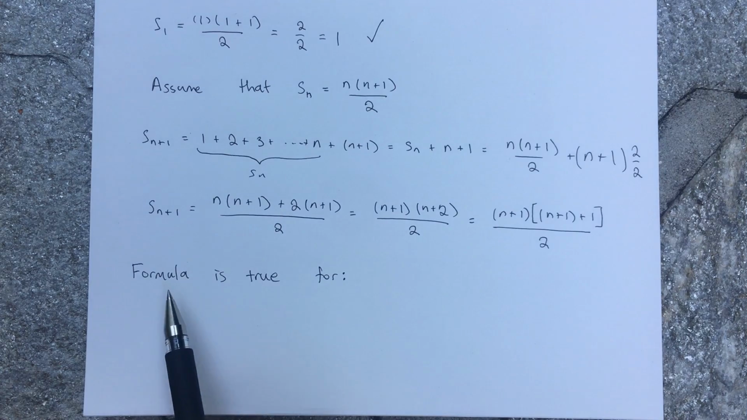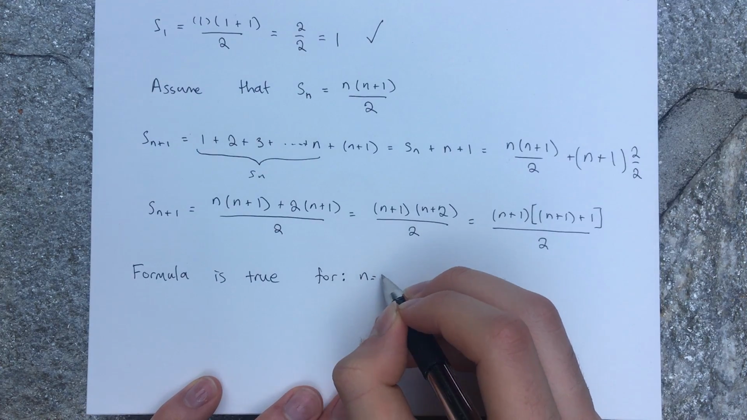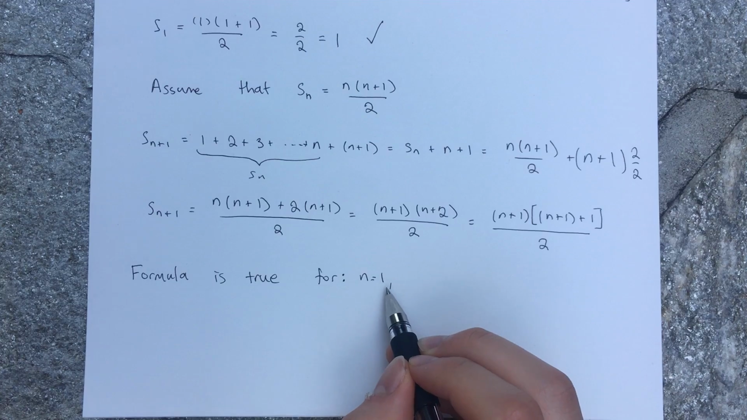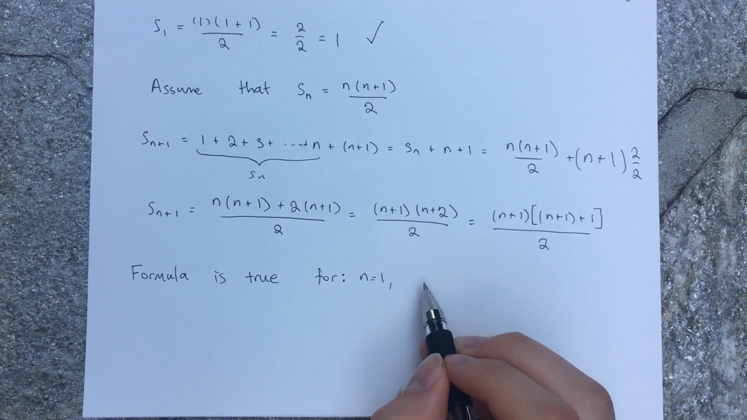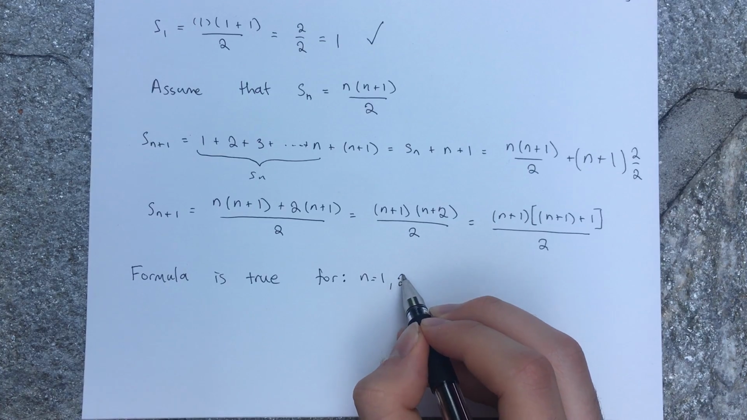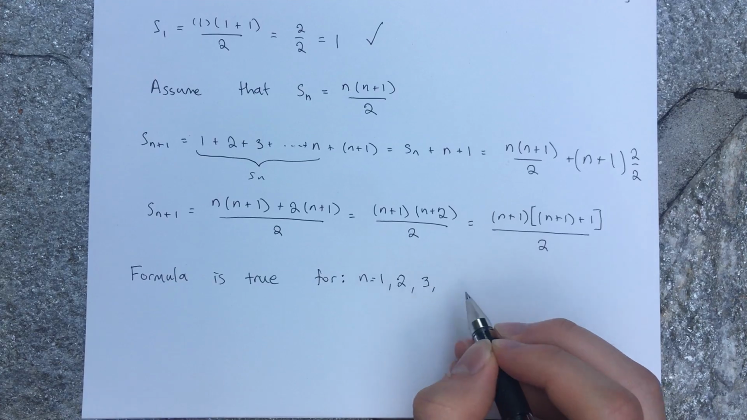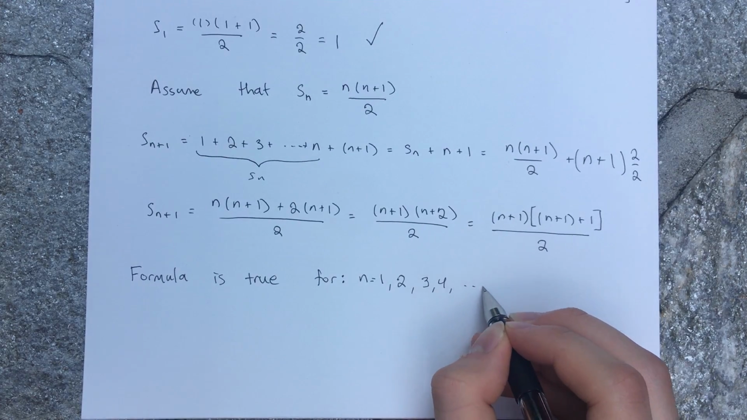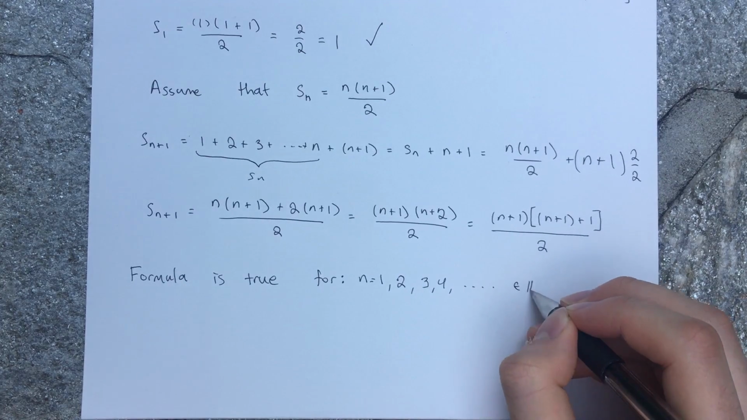And now let's take all the information that we have so far and analyze it. So we know the formula is true for n equals 1. Okay. And now, since the formula is true for 1, then it must be true for 2, since it's true for 1 plus 1. So it's true for 2. And now it must be true for 2 plus 1, so it's true for 3. And it's true for 3 plus 1, so it's true for 4. And so on. We'll see that it's true for all natural numbers.